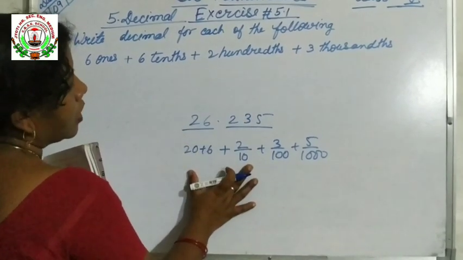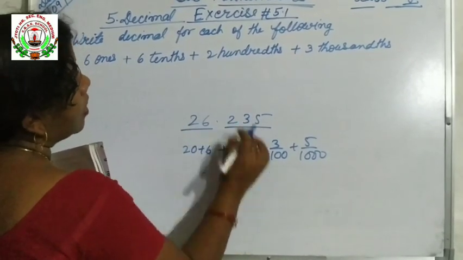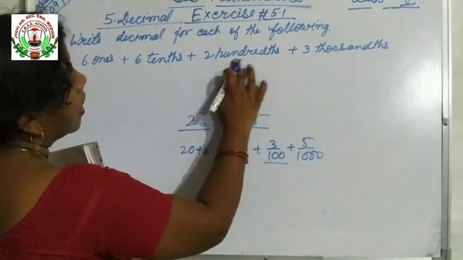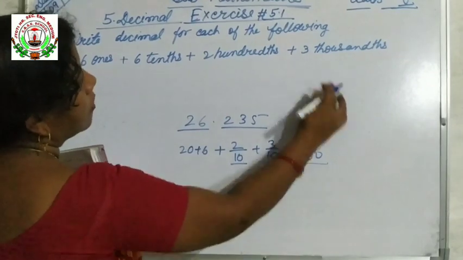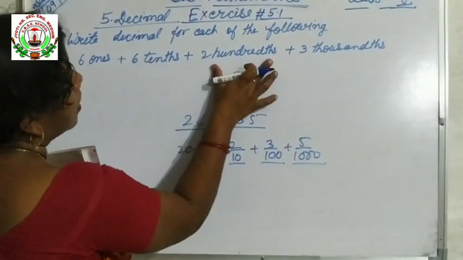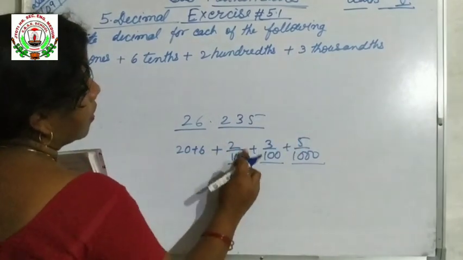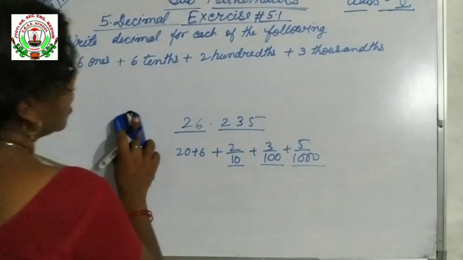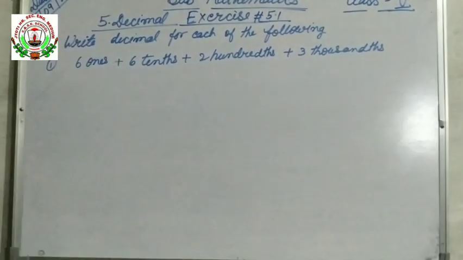Here this tens we will read like tens, and this 100 we will read hundreds, and this 1000 we will read thousand. So where it is given tens, hundreds and thousand, you will write 1 by 10, 1 by 100 and 1 by 1000. Okay, so look here, then you will understand clearly.